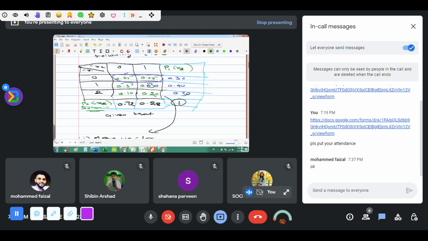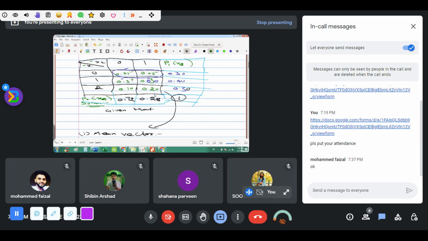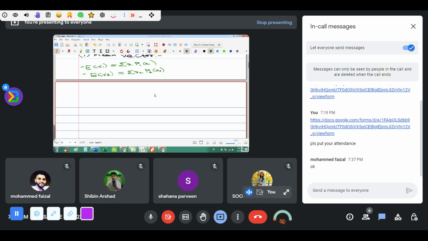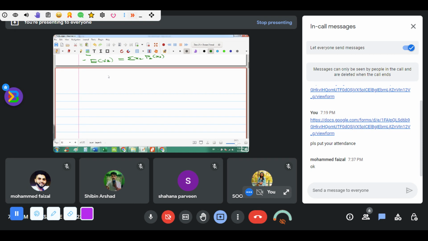Okay, please note this table. I will move to the calculation part, otherwise it's not possible to go up and down again and again. Please note this table, then I move to the problem.